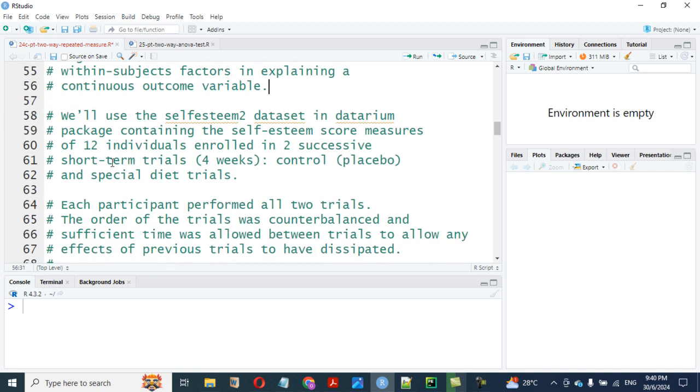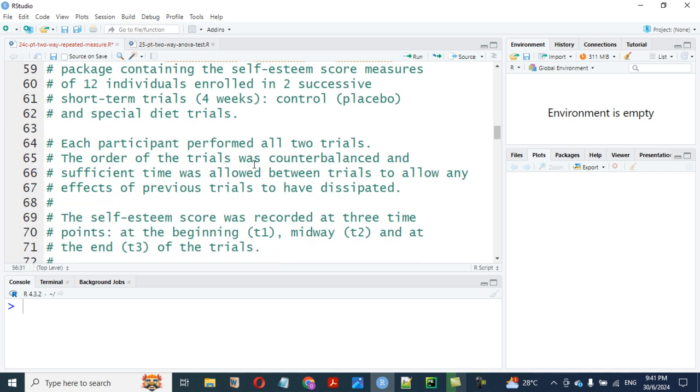Now we use the self-esteem data set, which is self-esteem 2, in the same datarium package. We have 12 individuals enrolled in two successive short-term trials, which is 4 weeks: control, placebo, and the special diet trial. So we have placebo, which is control, and we have the special diet trial. This is the data we want to use now.